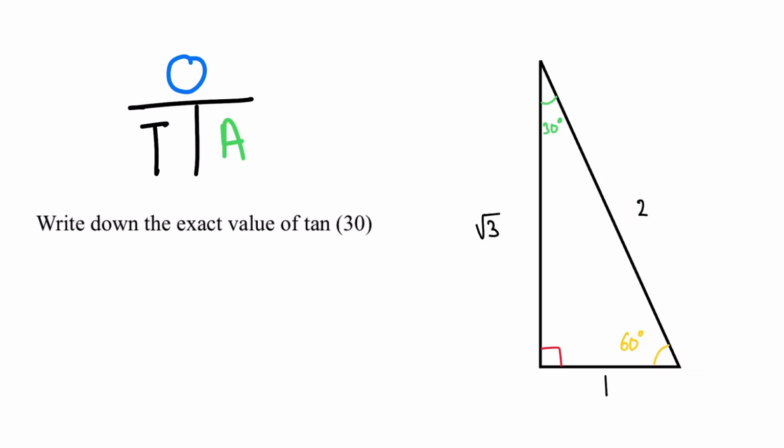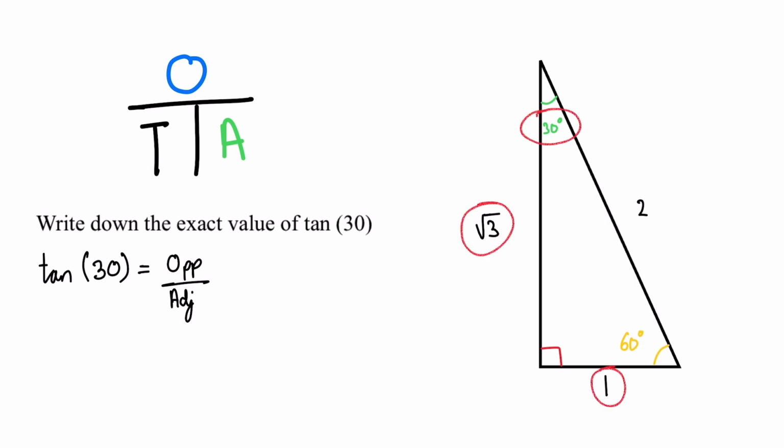Here's another one with the other triangle. So I asked you for tan 30, and that would be opposite over the adjacent. That's our 30-degree angle. That's our opposite, that's the adjacent, so tan 30 is 1 over root 3.